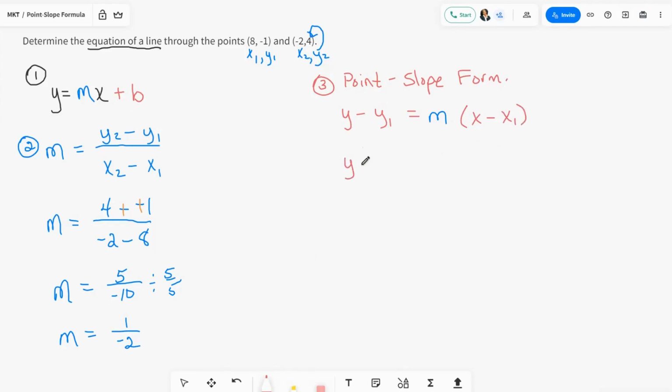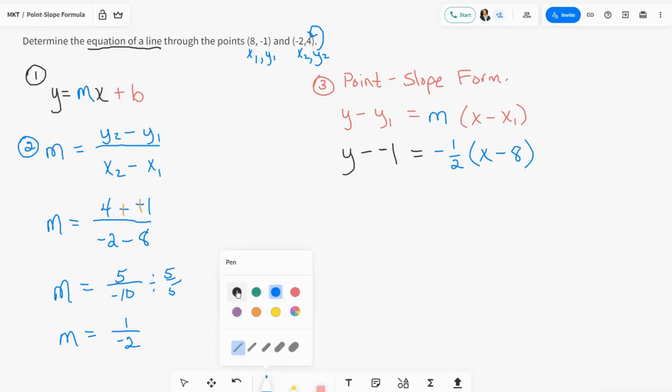Well, what are these numbers? Well, we have our y. We're just going to keep whatever it is already. And we are going to subtract from it our y1 here. Well, our y1 we learned earlier was a -1 when we labeled our numbers. So we've got y minus a -1. We're going to bring down our equal sign. And then we have our slope of -1/2 from earlier. We found it. We're going to multiply that by our x, bring down the minus, and our x1 here is an 8. So we've just plugged everything in.